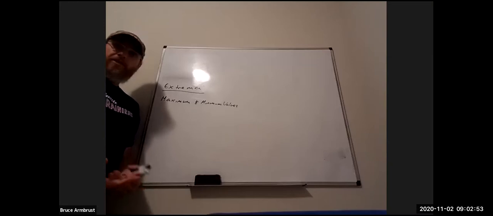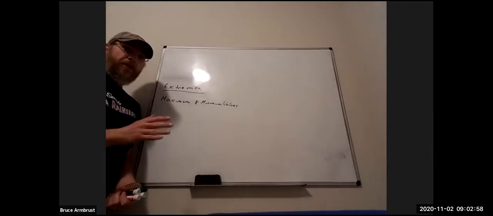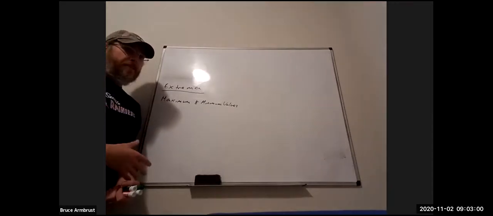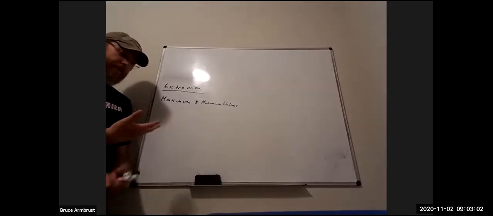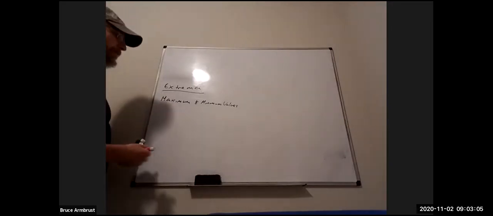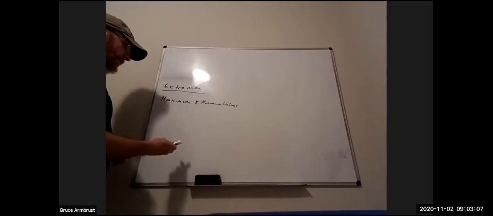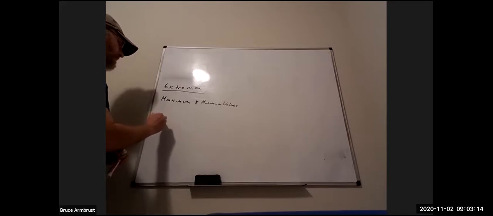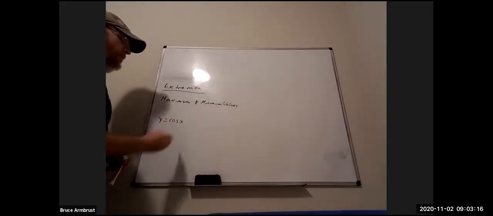Let me give you some examples of functions that have extrema and those that don't, because in your experience with lots of different functions, you've seen lots of different cases of these. An example of one that has some kind of extrema would be, say, cosine of x. So think about y equals cosine of x. Is there a maximum value that cosine takes on?